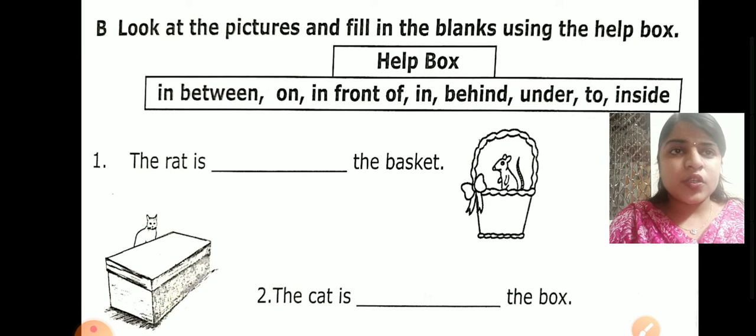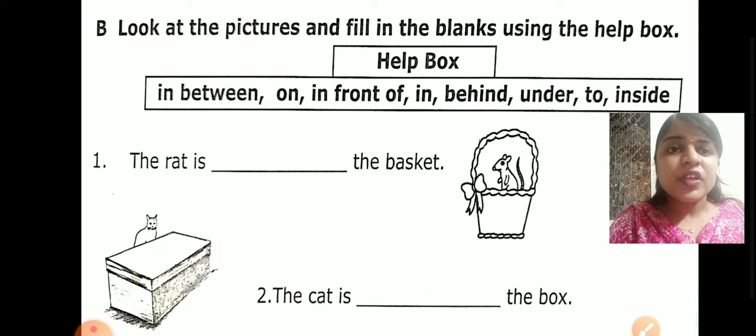Look at the pictures and fill in the blanks using the help box. Here you can see help box. Okay, children? Now here you have many options. I am going to read the options for you. With the help of these options, you are going to write and fill in the blanks. Okay?